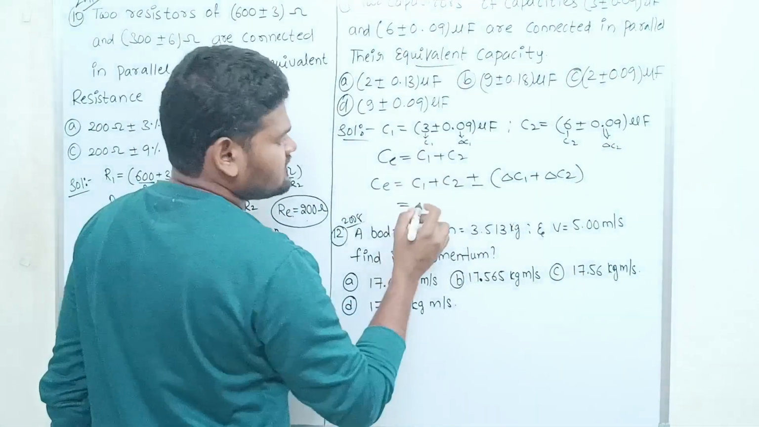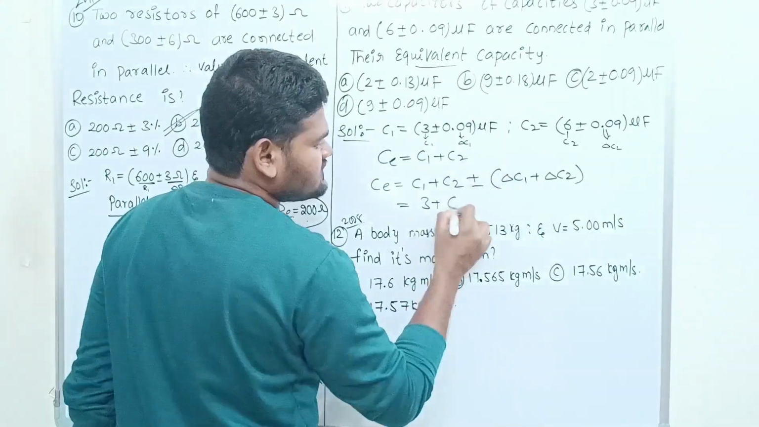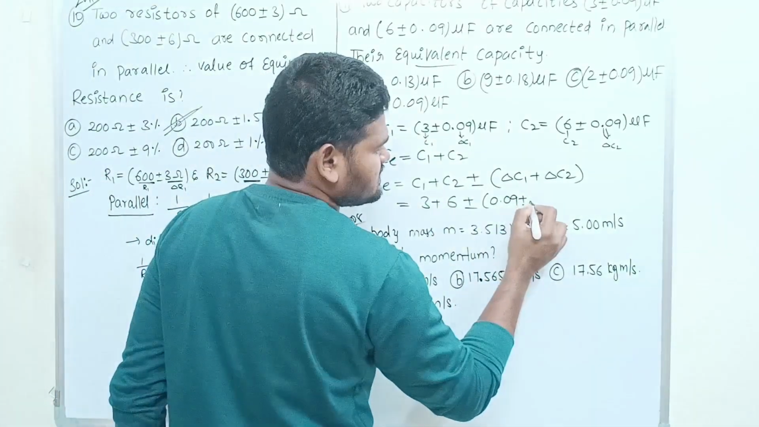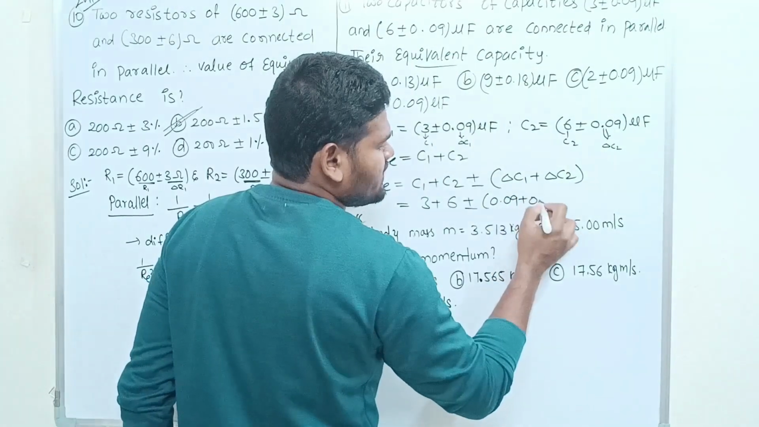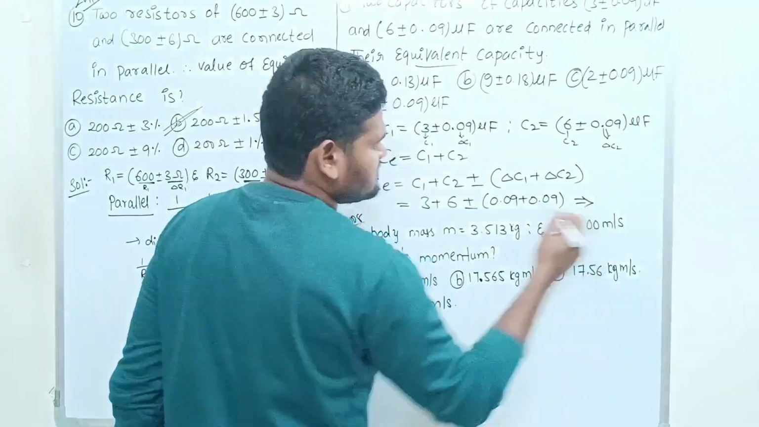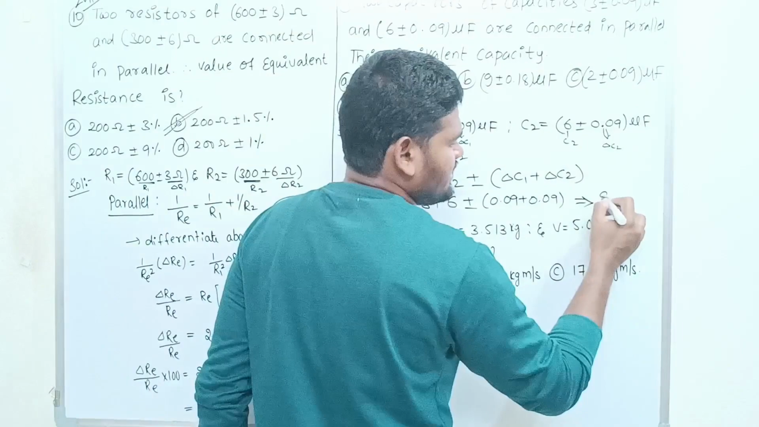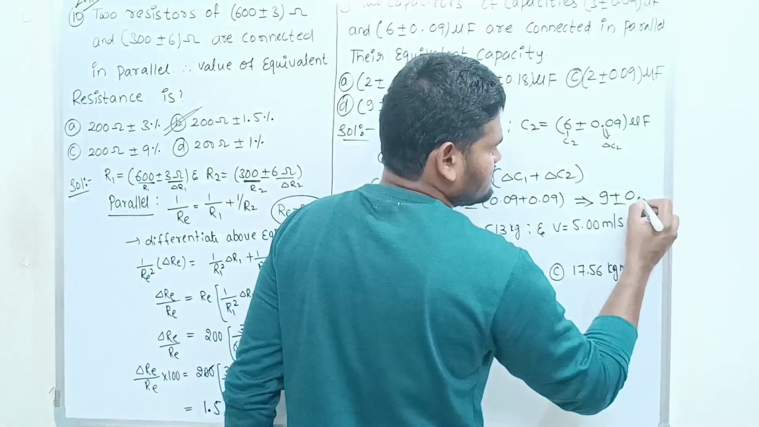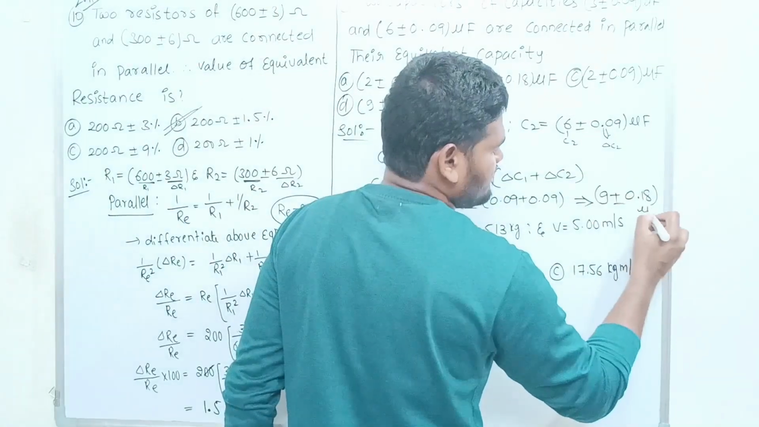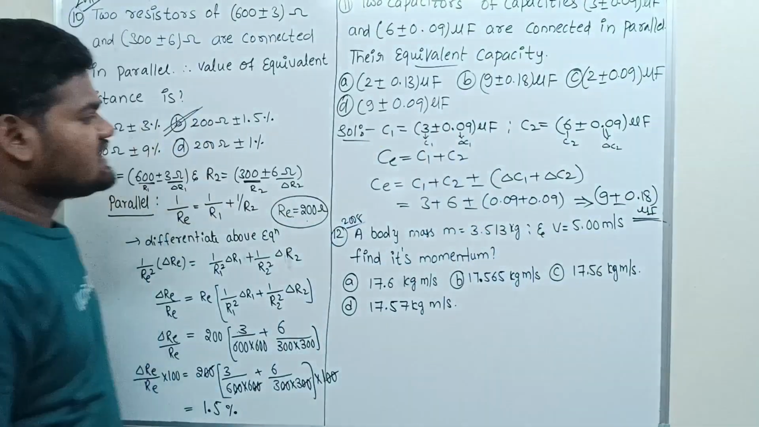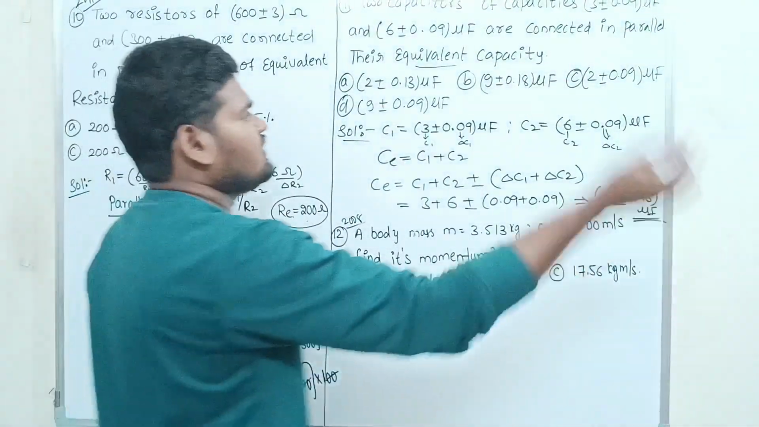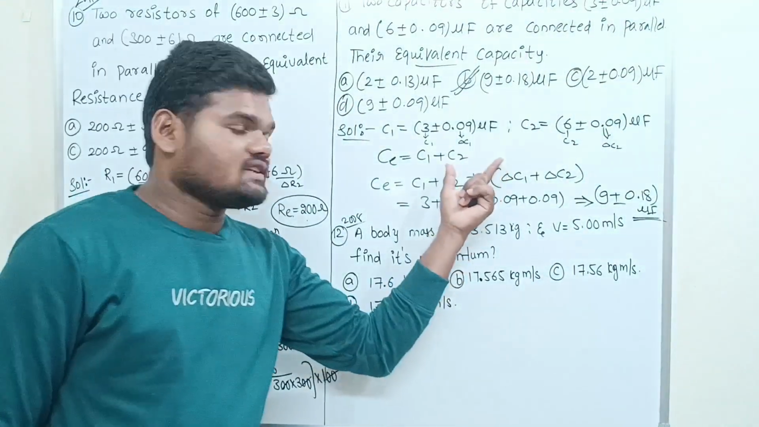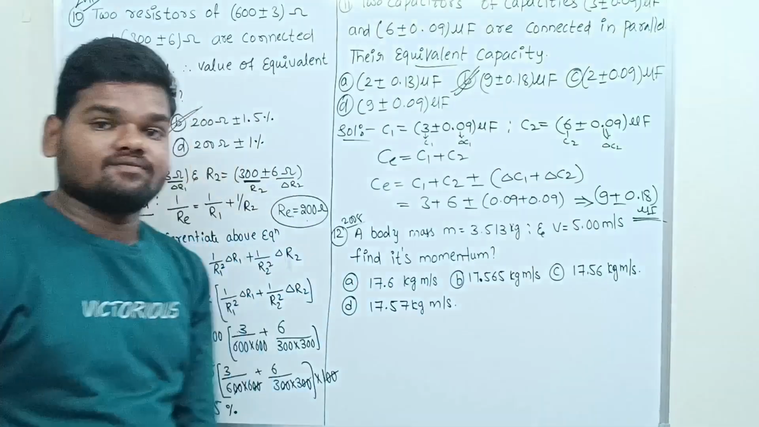C1 is 3, C2 is 6, plus or minus delta C1 0.09 plus 0.09. So this is equal to 3 plus 6, 9, plus or minus 0.09 plus 0.09, 0.18 microfarad. So this is the answer. Option 2 is the answer. Are you getting it? Combination of errors in case of addition.